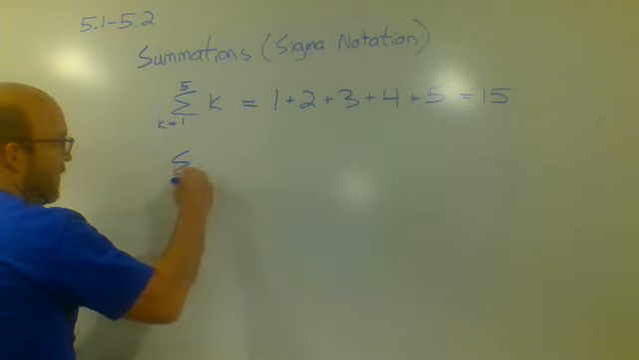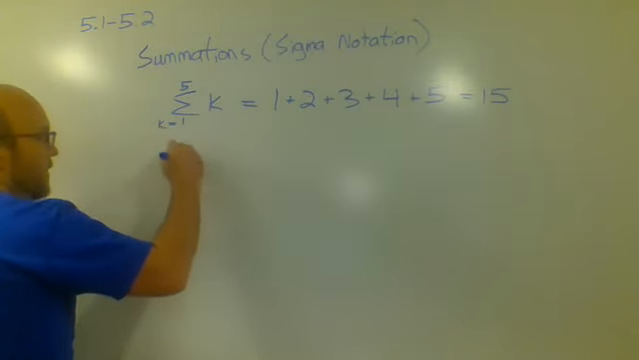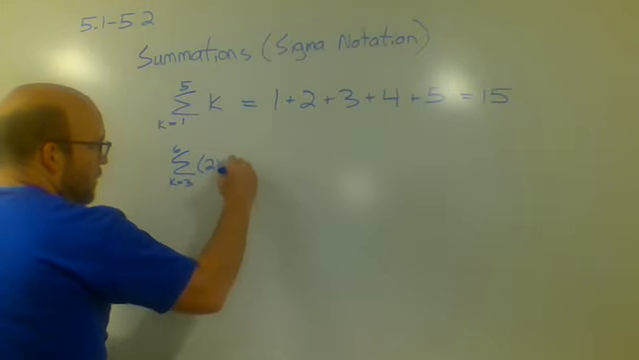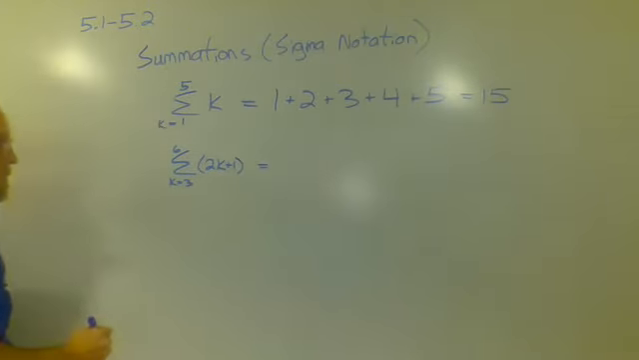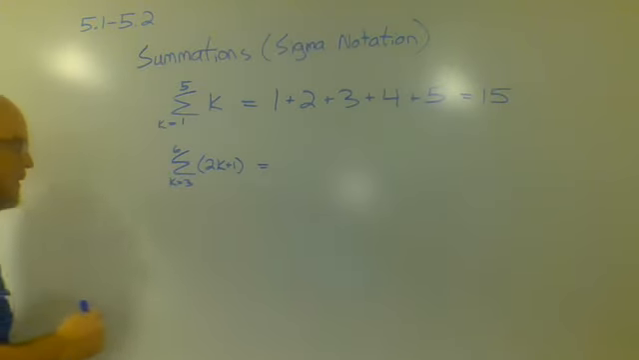If we said this time around that we're going from k is equal to 3, from 3 to 6, and we're summing maybe 2k plus 1. Now let's just leave it like that, 2k plus 1. Now it's the same thing. You're putting in k equals 3, then k equals 4, then k equals 5, so on and so forth.